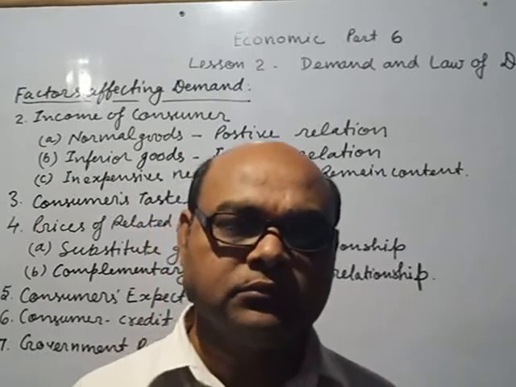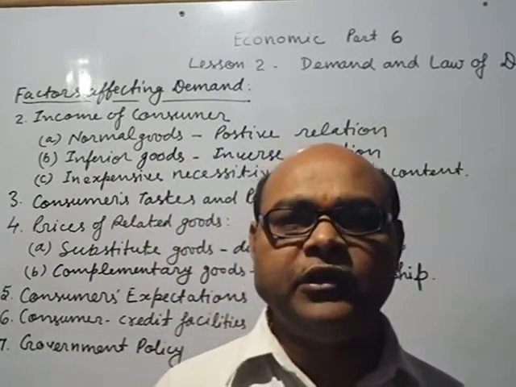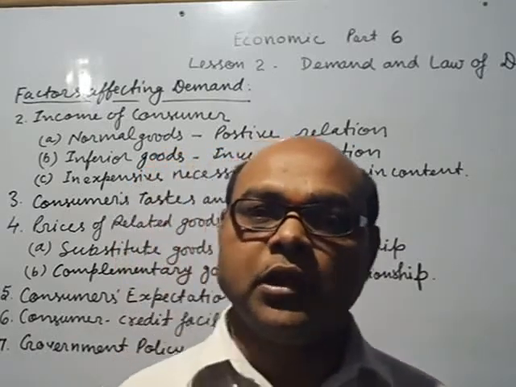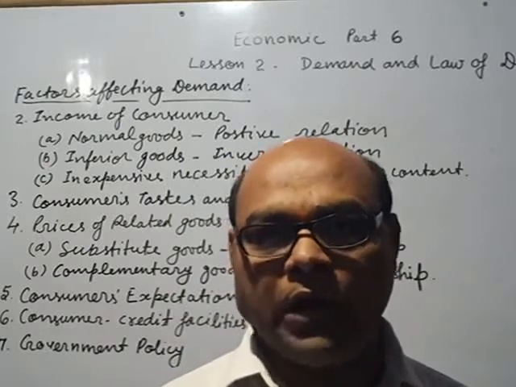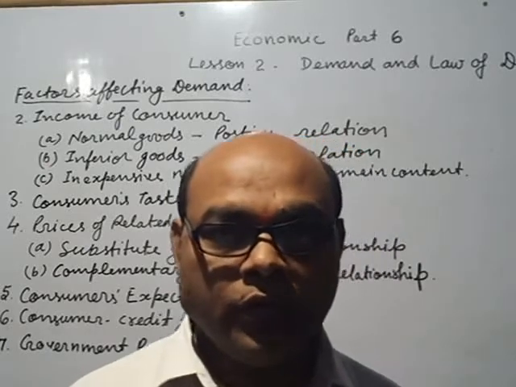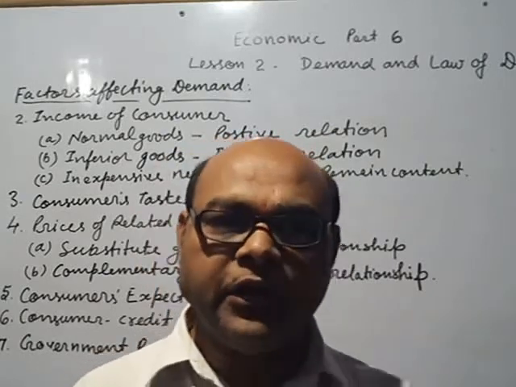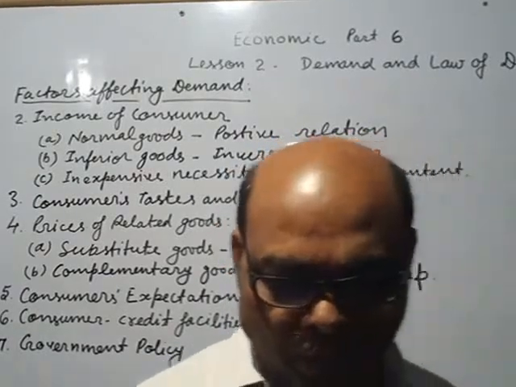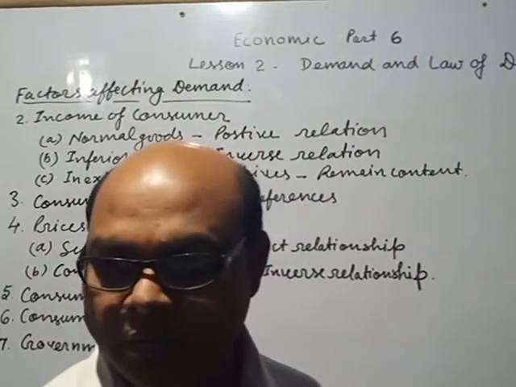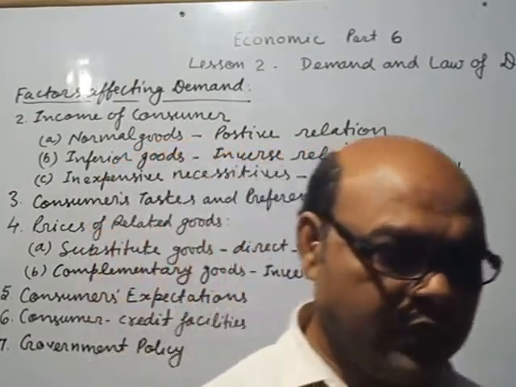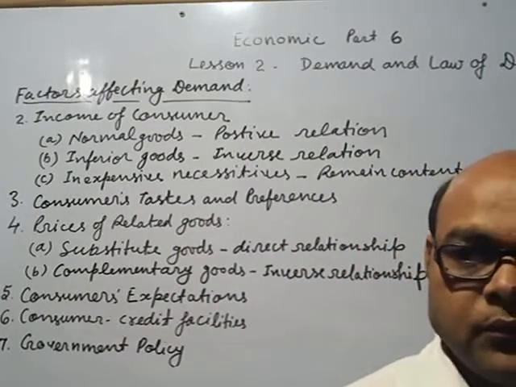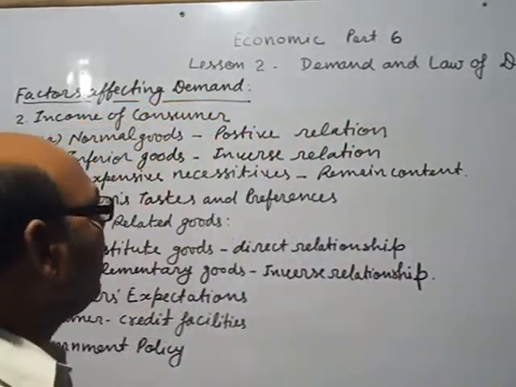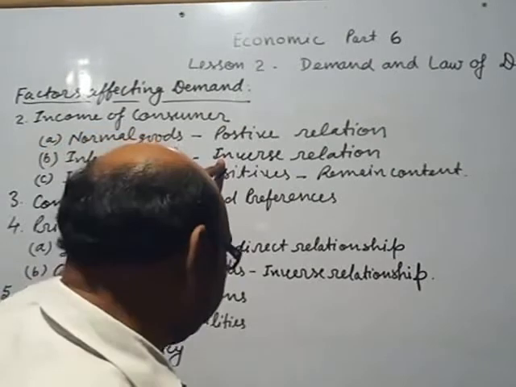So here you are seeing that when the income of the consumer has increased, the demand for inferior goods has fallen. So here is the inverse relation. If the income increases, the demand for inferior goods falls. Now we see the diagram, how we will make the diagram of the inverse relationship.